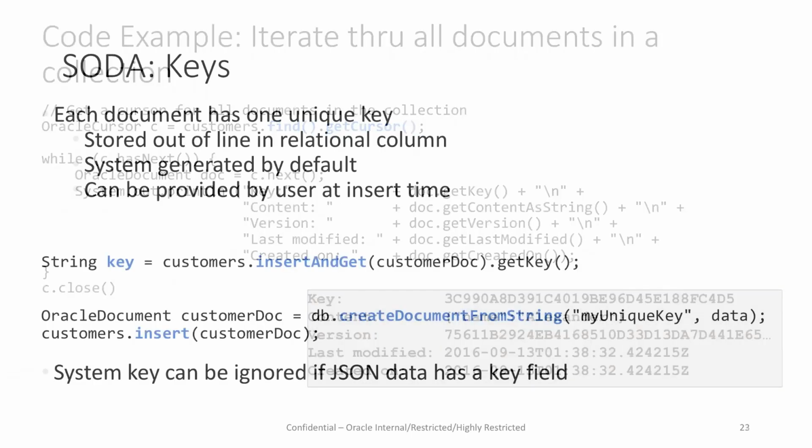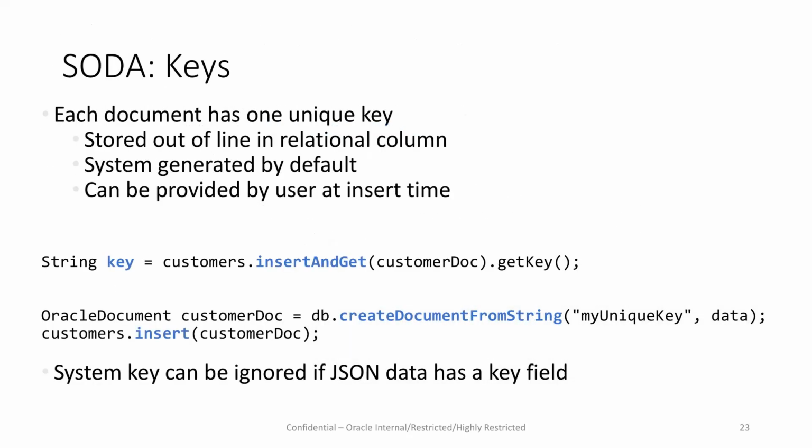Yeah, this is an example of how you get a key back that the database has created. So there is an insert and get. You basically insert your JSON document into this customer collection, and then you can get the key back that has been created by the Oracle database. So this is the example of how you work with keys that are created by the database.